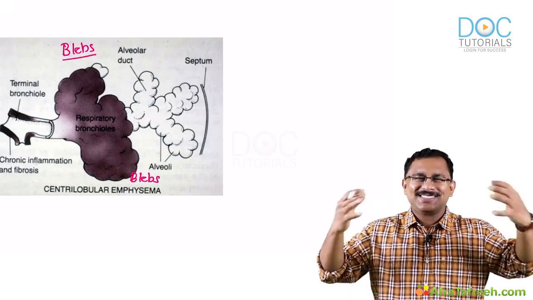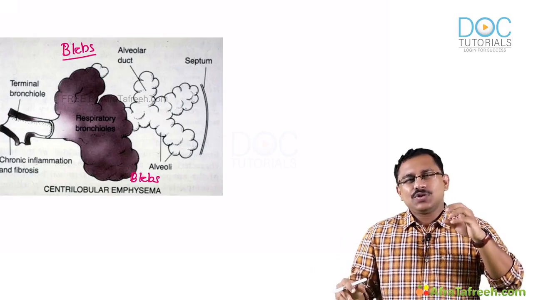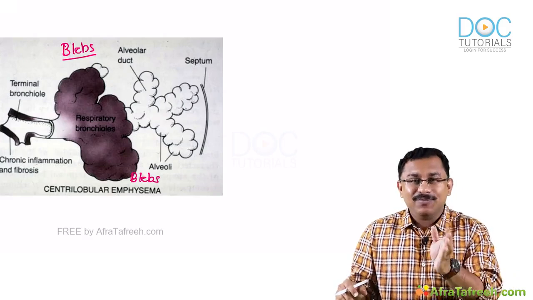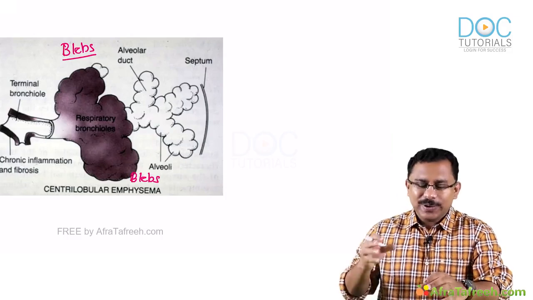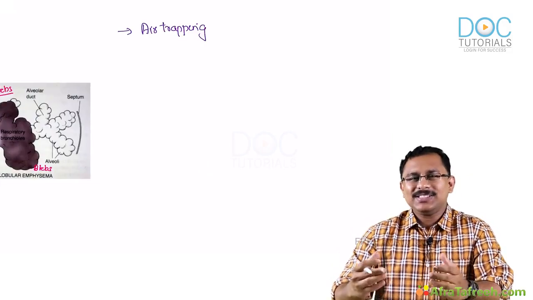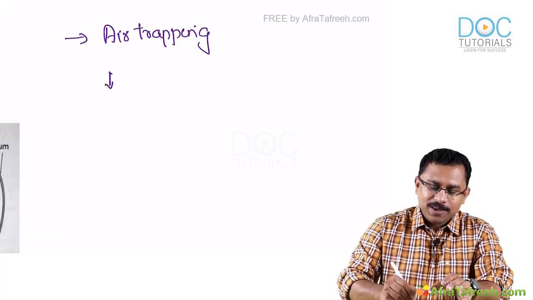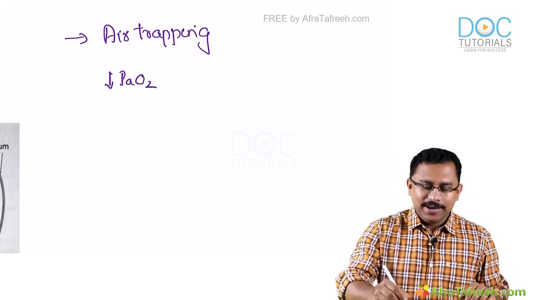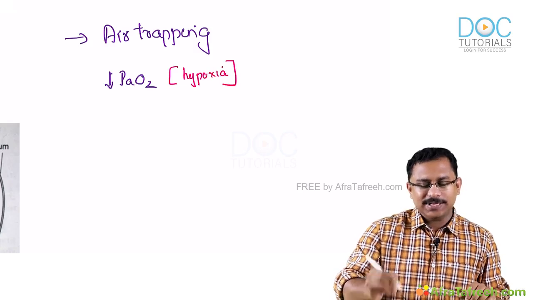There is some destruction of the respiratory bronchiole, there is dilatation, so enough air is not reaching the alveoli. You know that the alveolo-capillary unit is very important for gas exchange. So when enough air does not reach the alveoli and is not available for gas exchange, tell me what will happen to the PaO2? There will be a decrease in the PaO2, or in other words, there is hypoxia.